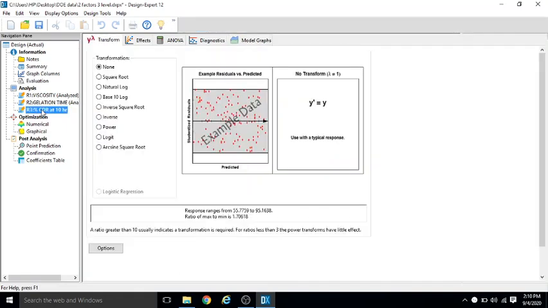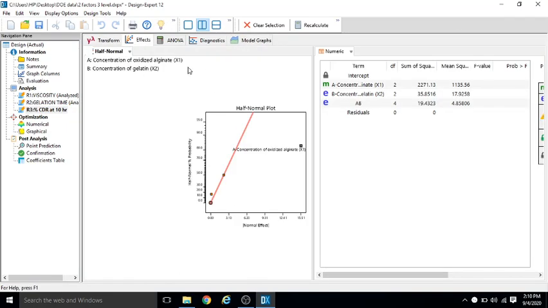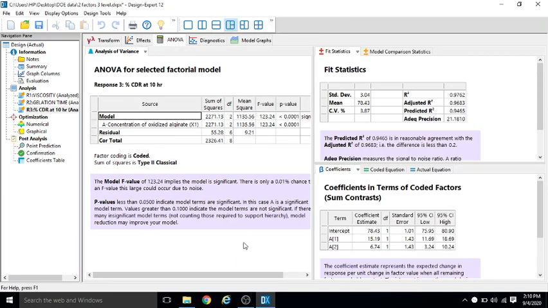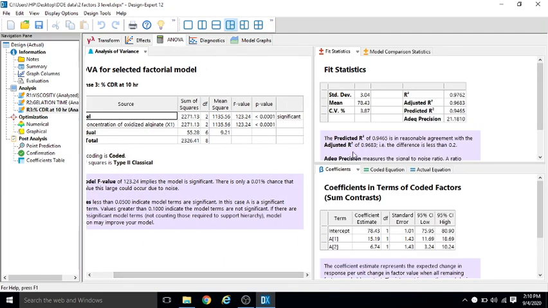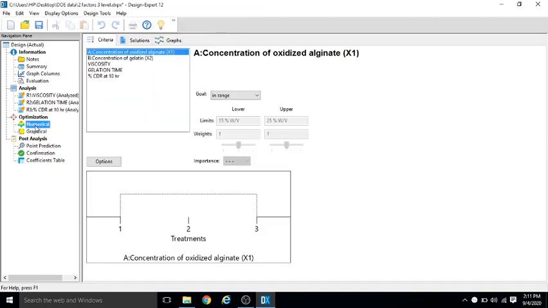Similarly, you can click on the third response. This is also significant with adequate precision. So all three responses are showing significant here, and they are very much in sync with what the software expects of us in terms of data quality. Now going to the optimization part, when you click on numerical optimization.